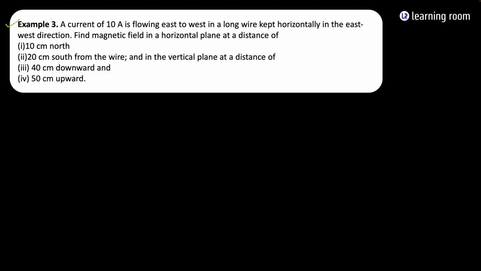Okay. So let me take this to be the table. Read the question carefully. A current of 10 ampere is flowing east to west in a long wire kept horizontally. What is the meaning of horizontally? On this table, there is a wire kept like this. So how is the current flowing from east to west? With respect to you, what is east? Right side is east, left side is west.